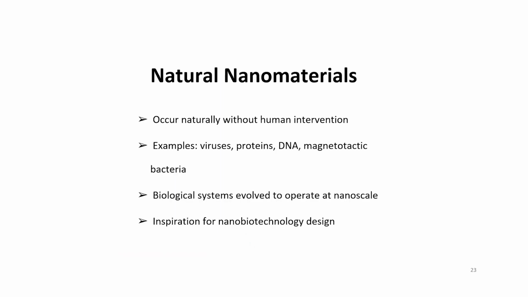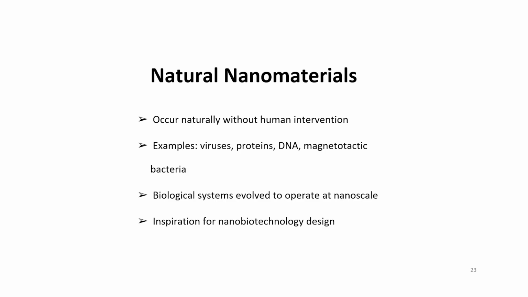Natural nanomaterials. Natural nanomaterials are nanomaterials that naturally occur without human intervention. There are many nanomaterials in the nanoscale that exist naturally. Examples are viruses, proteins, DNA and magnetotactic bacteria, which I will be teaching in detail. So viruses, proteins and DNA are all natural nanomaterials. These are naturally of nanoscale size. Then biological systems have evolved to operate at nanoscale.